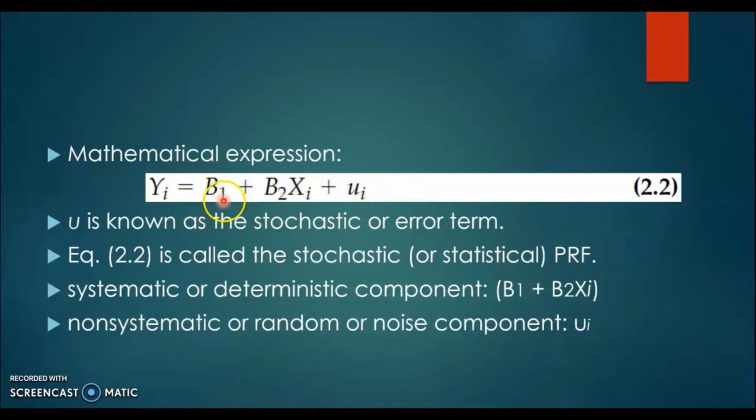We have the systematic or deterministic component, b1 plus b2xi, and the second component in this equation is the non-systematic or random or noise component, represented by the error term mu i here. The reason why we call this component random is because the value cannot be controlled.